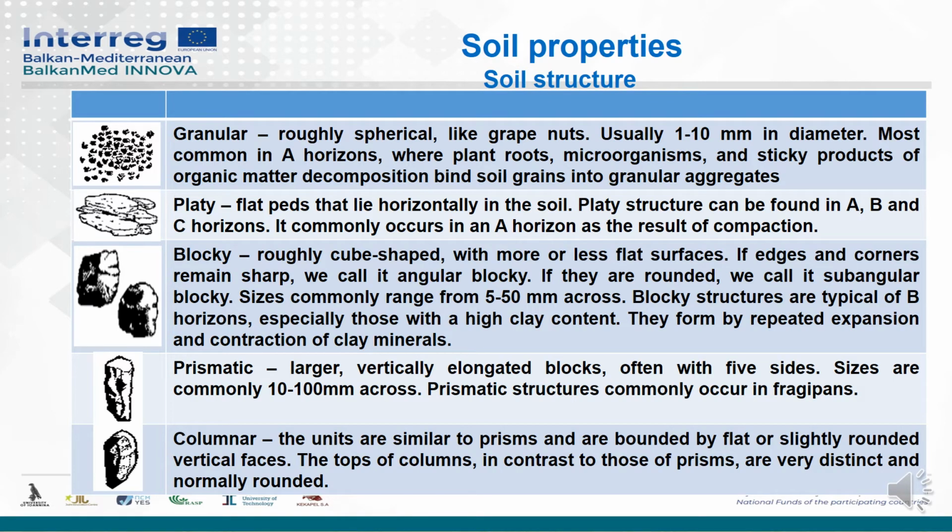So let's see different soil structures that we can find in different soils. You have granular structure, which is roughly spherical like grape nuts. Usually their size is 1 to 10 millimeters in diameter, and most of them are found in A horizons, where plant roots, microorganisms, and sticky products of organic matter decomposition can bind soil grains into granular aggregates.